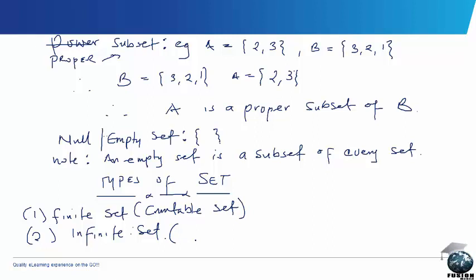Meanwhile, a set is said to be infinite or uncountable when all of its elements cannot be listed. We have examples of sets that are finite and sets that are infinite. We can take some examples over to the next slide.